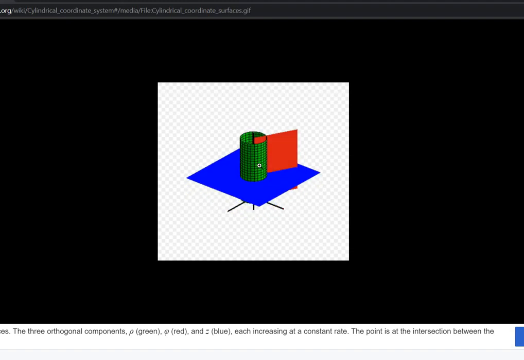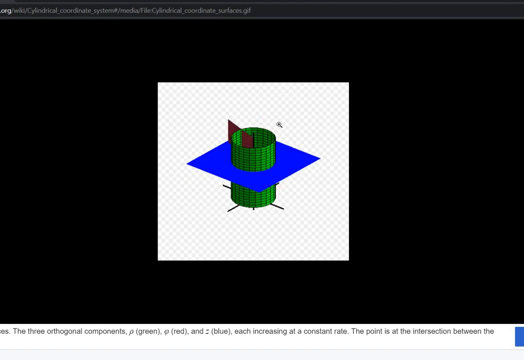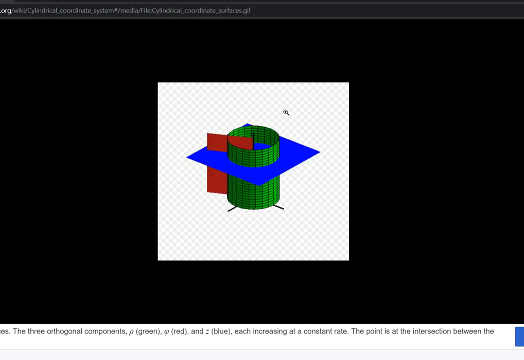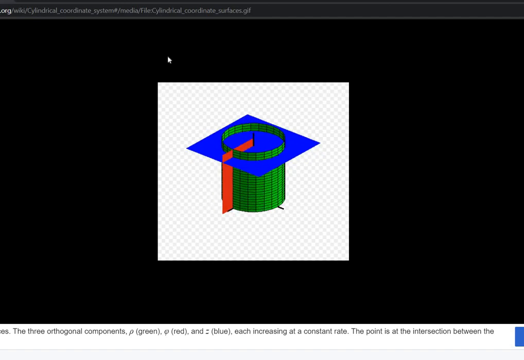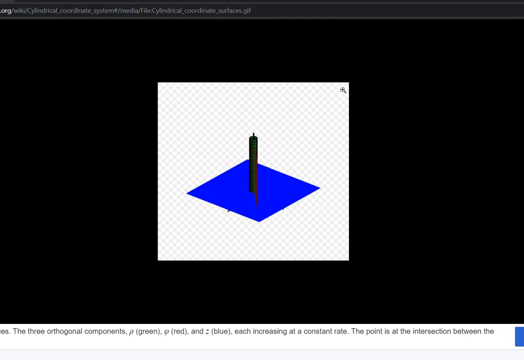R, theta, z: r varies from 0 to infinity, theta varies from 0 to 2 pi, and z varies from minus infinity to infinity. These are the points in this. Okay.